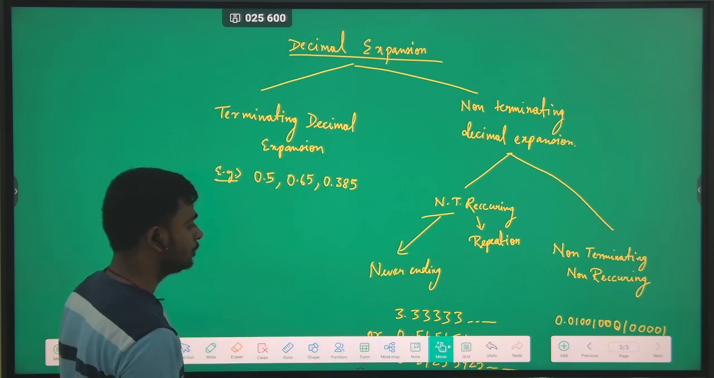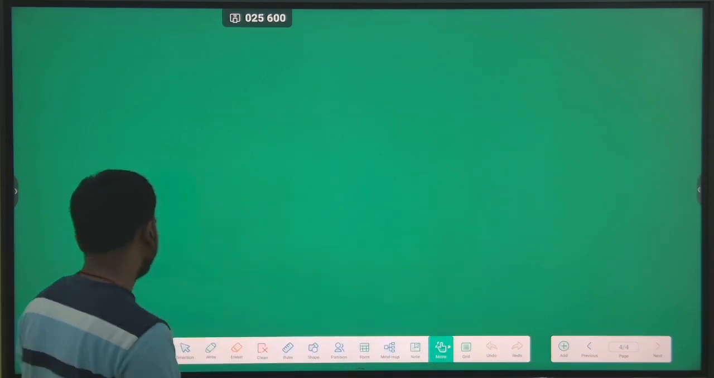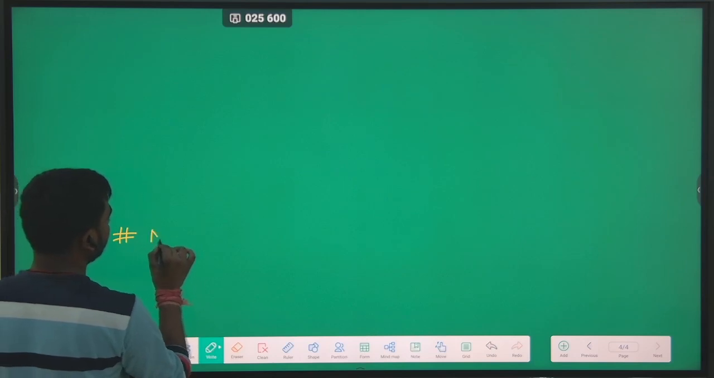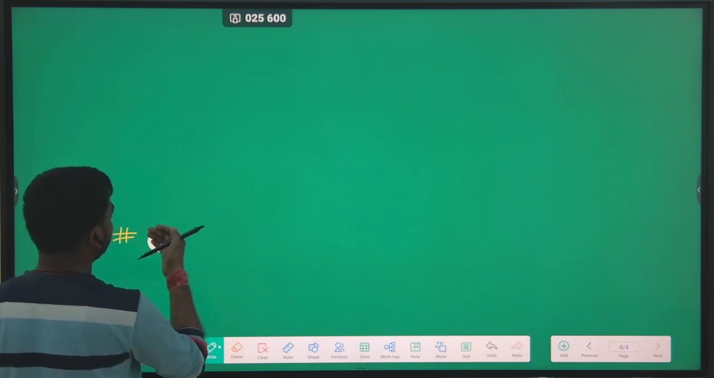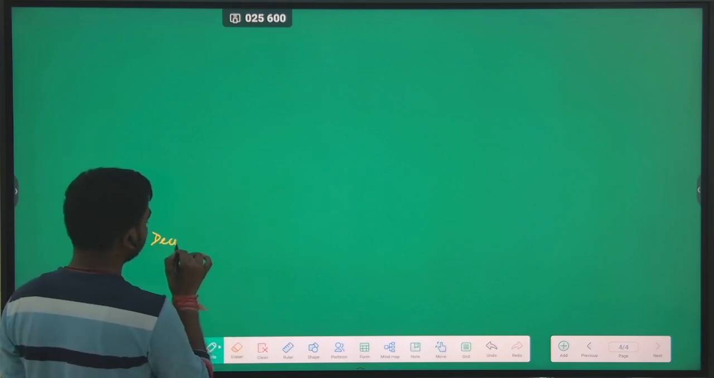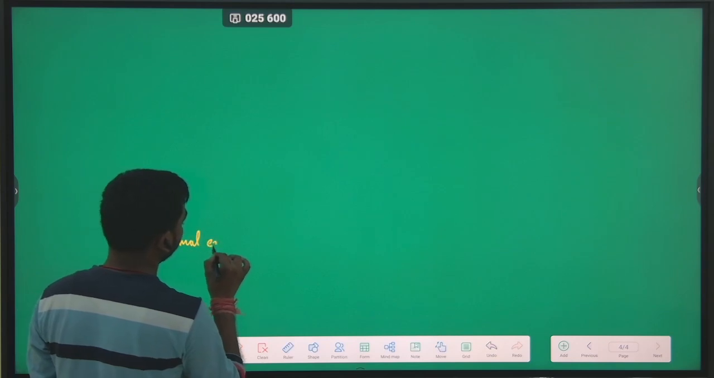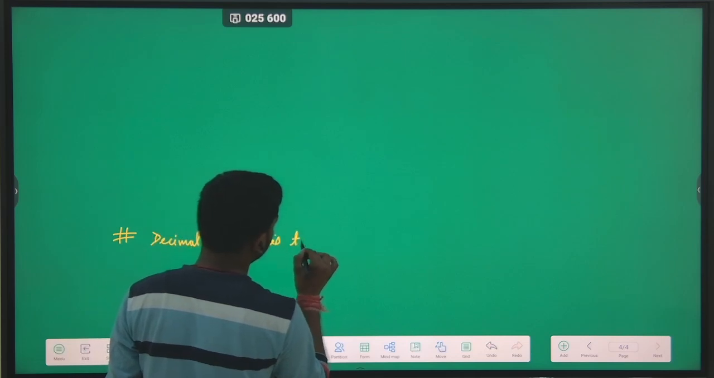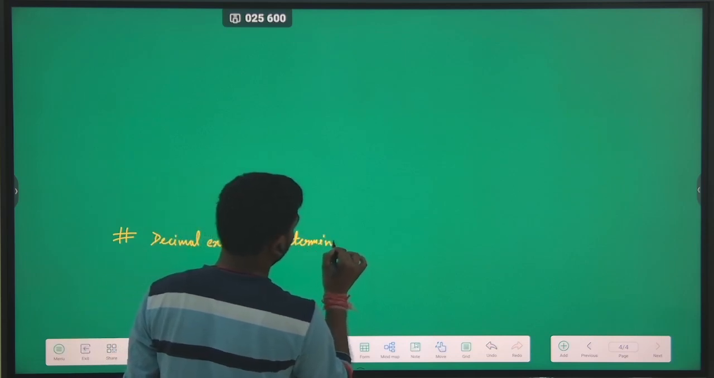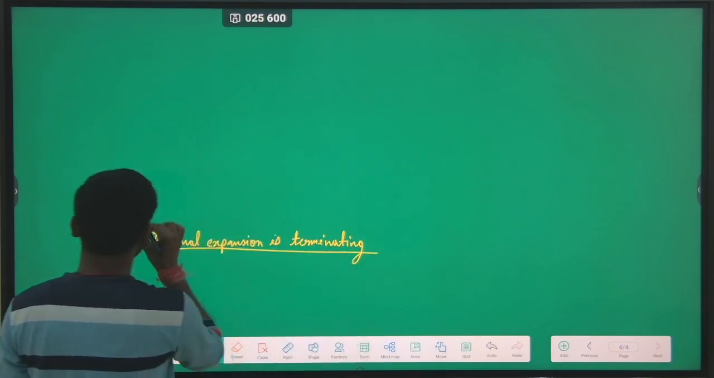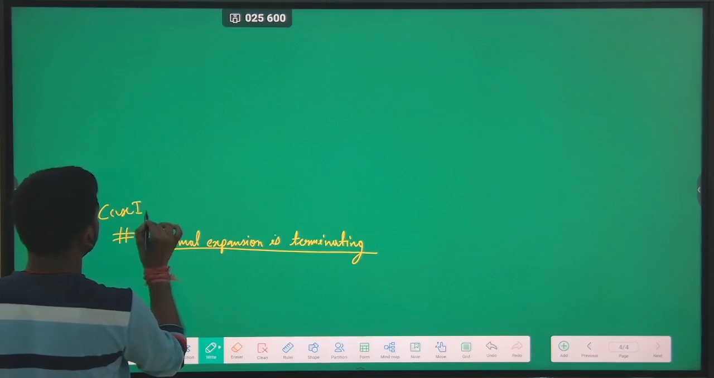Okay. So let us suppose that the decimal expansion is terminating. Our first case is that the decimal expansion is terminating. Case 1.